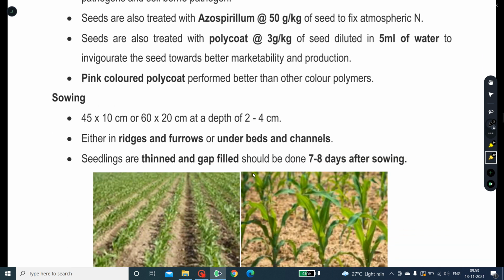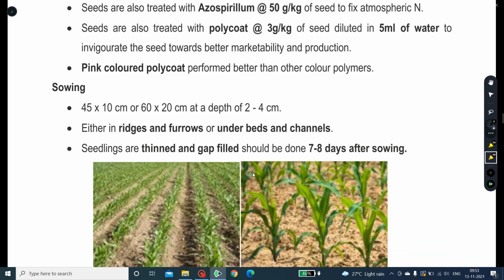The sowing. The seeds are sown with a spacing of 45 by 10 or 60 by 20 at a depth of 2 to 4 cm based on the specific features of the variety. The nursery production will not be suited for this crop, and here in the main field the seeds are sown either in ridges or furrows or under beds and channels.